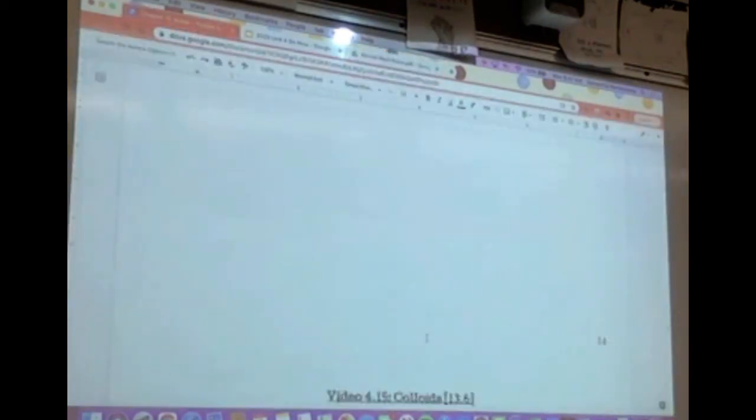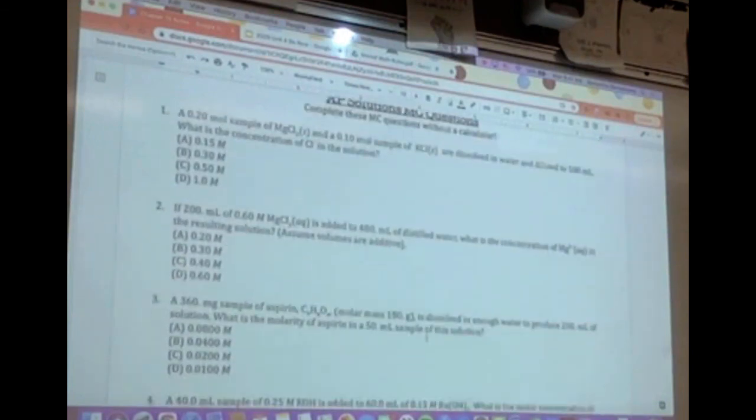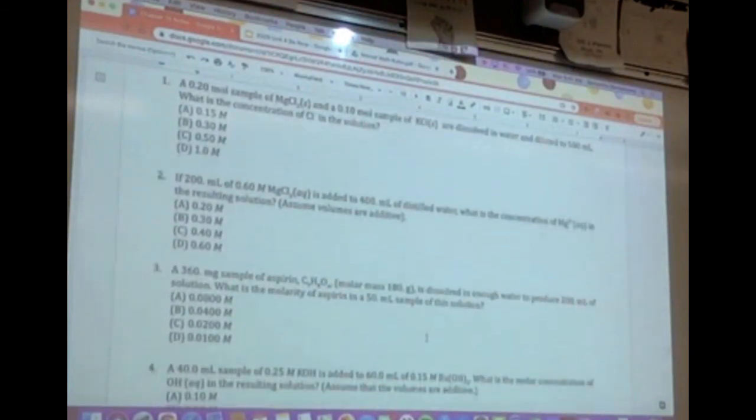What we're going to do is actually look at some practice AP multiple choice questions, and we're going to try them without calculators. So this is on, I think, page 16. Yeah, page 16 of the notes packet.